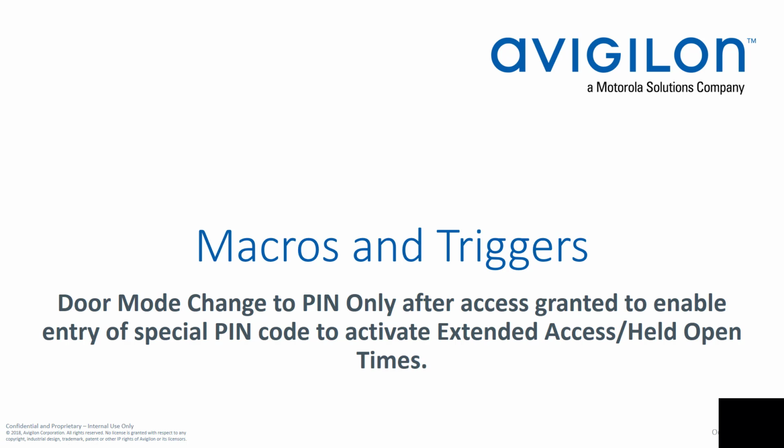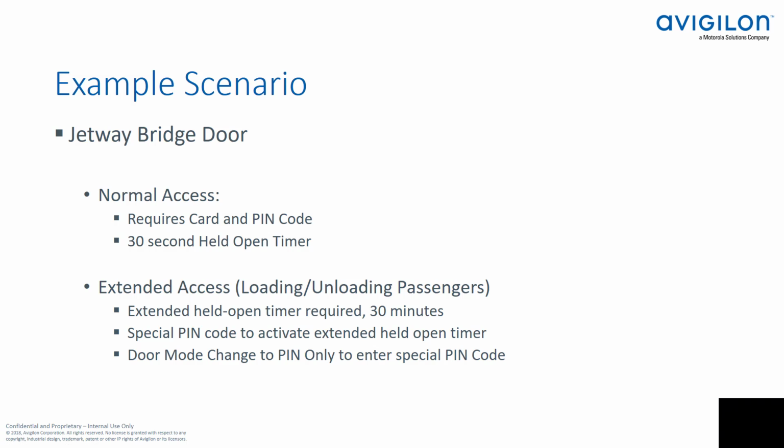In this video, we're going to talk about macros and triggers and how they can be used to temporarily change the door mode from card and PIN to PIN only. And then during that time, how you can enter a special PIN code to activate extended access and held open times.